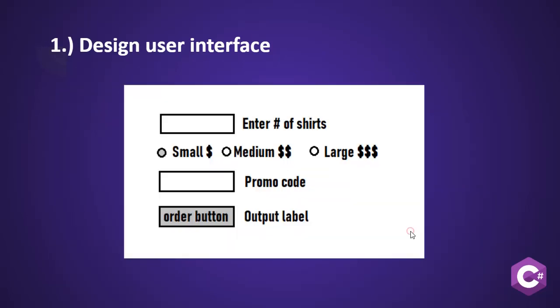All right. So here are those controls in a little sketch of what our form might look like. So I have my input text box for the number of shirts. I have a set of radio buttons with one of them selected by default. I have a text box for the user to enter in a promo code, a button that's going to initiate calculating the cost to order these shirts, and I have an output label next to it. So this is just a rough plan before we get into Visual Studio. So we've designed the user interface, we've chosen the controls, and decided on a layout for our form.